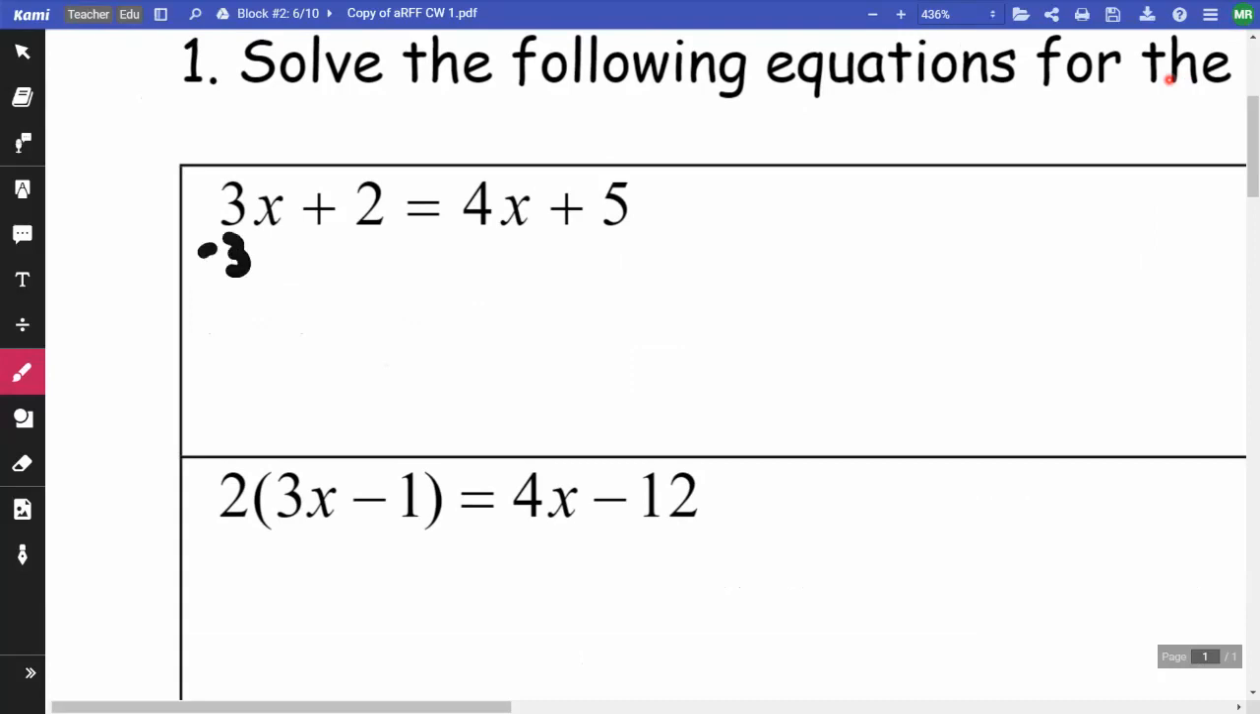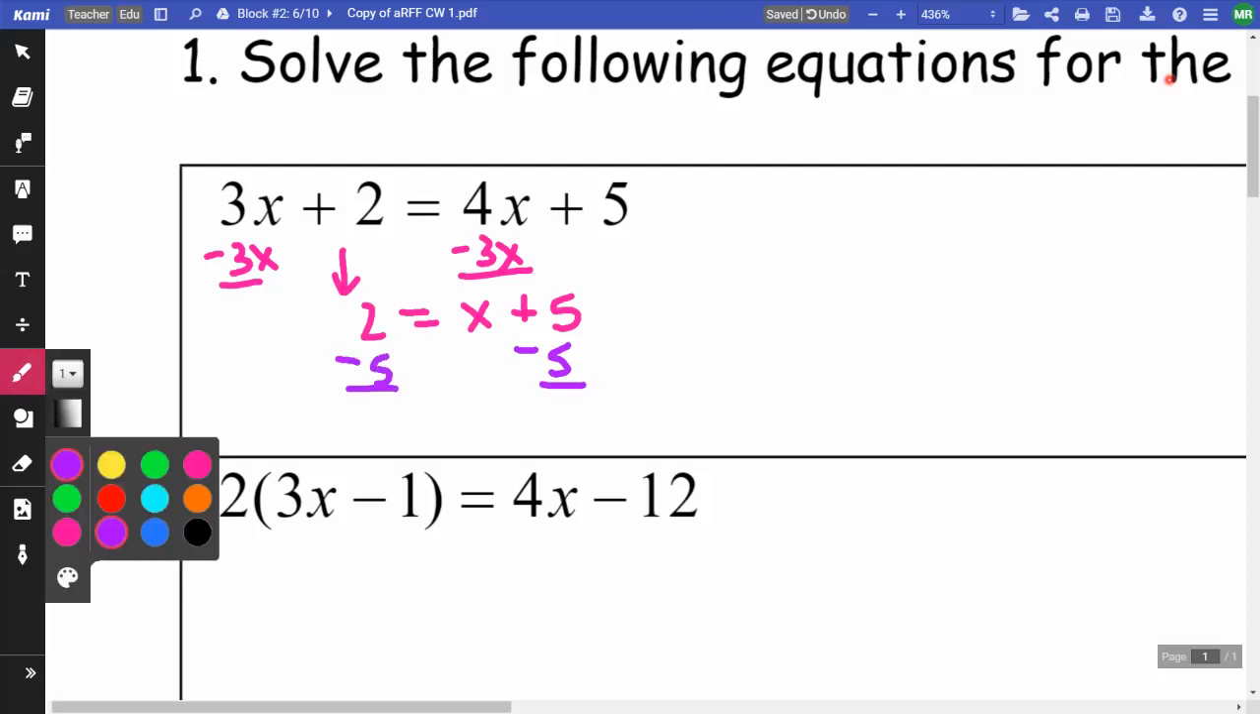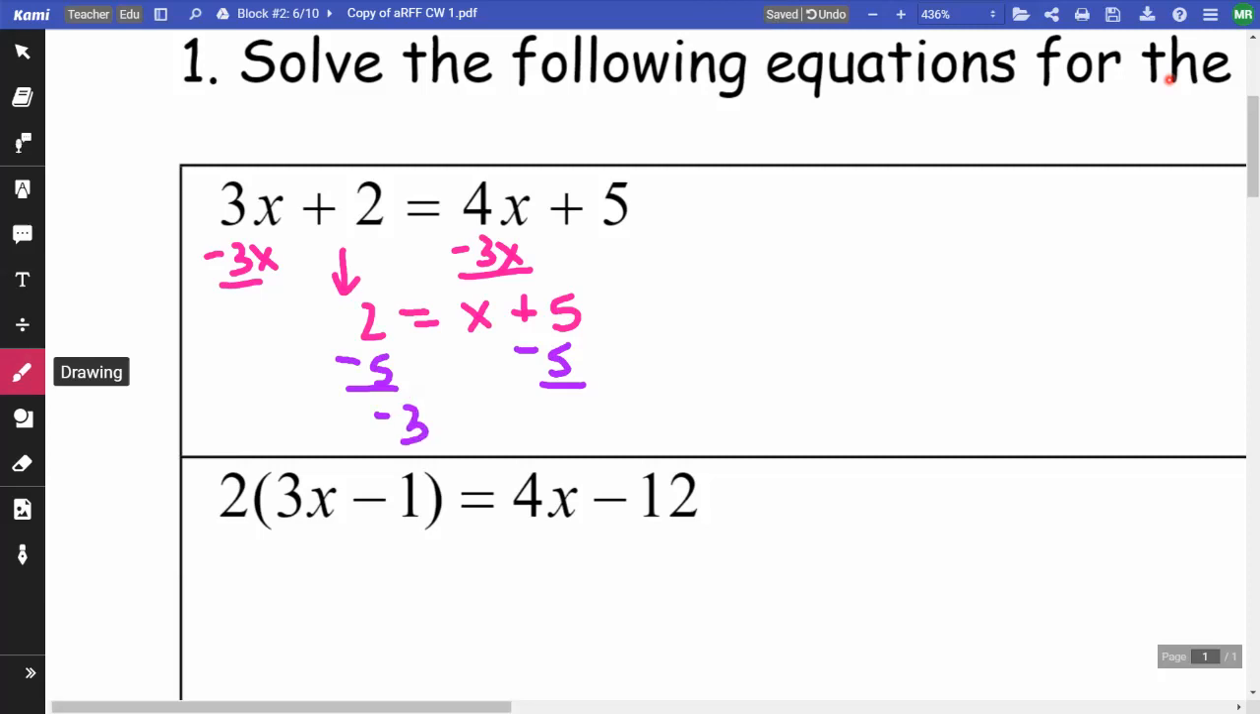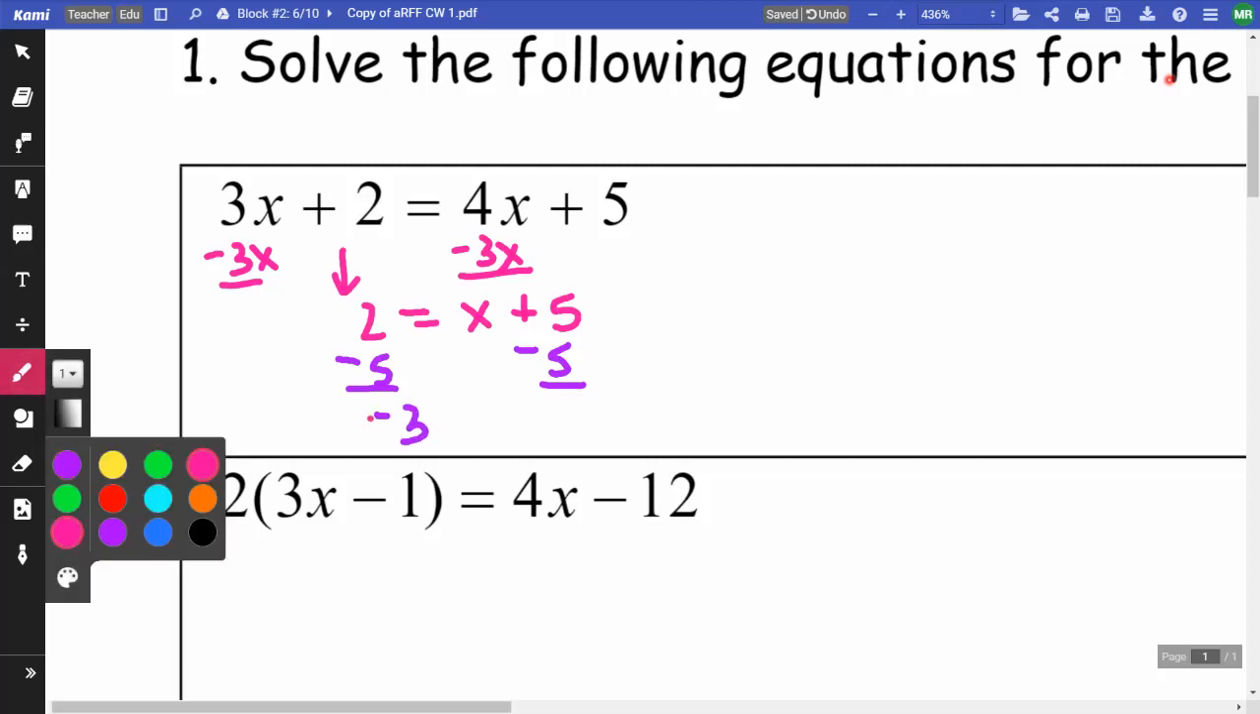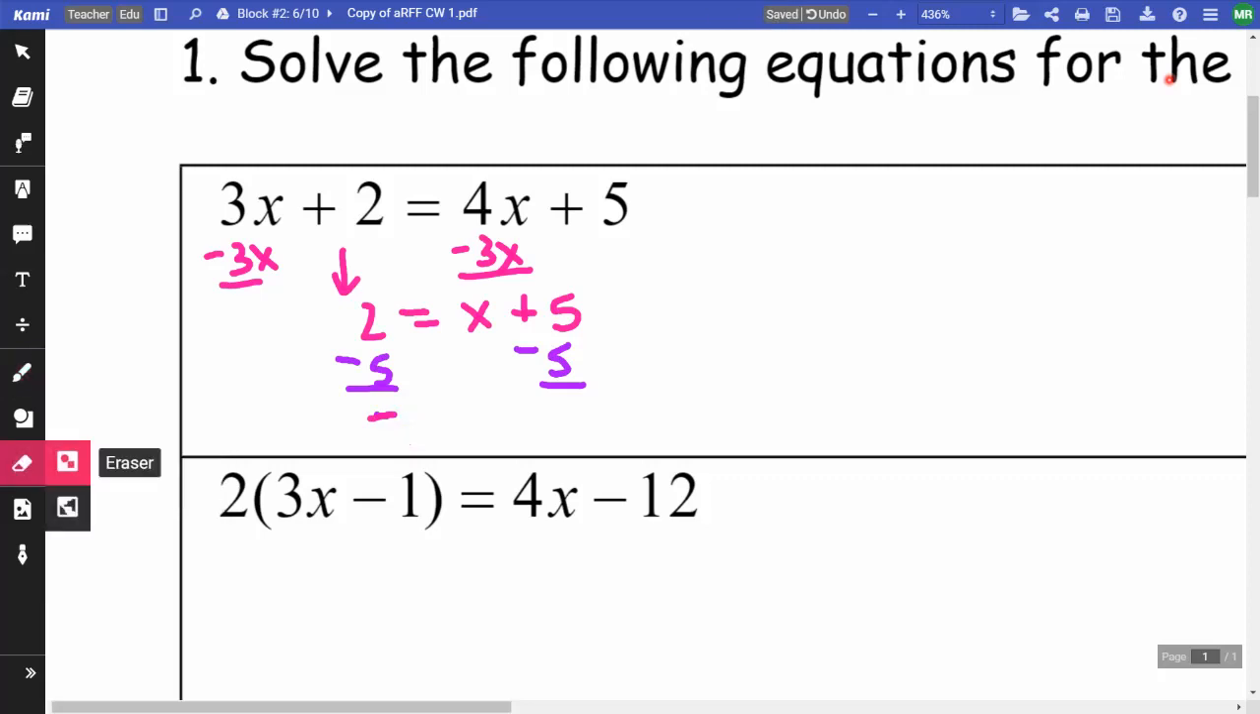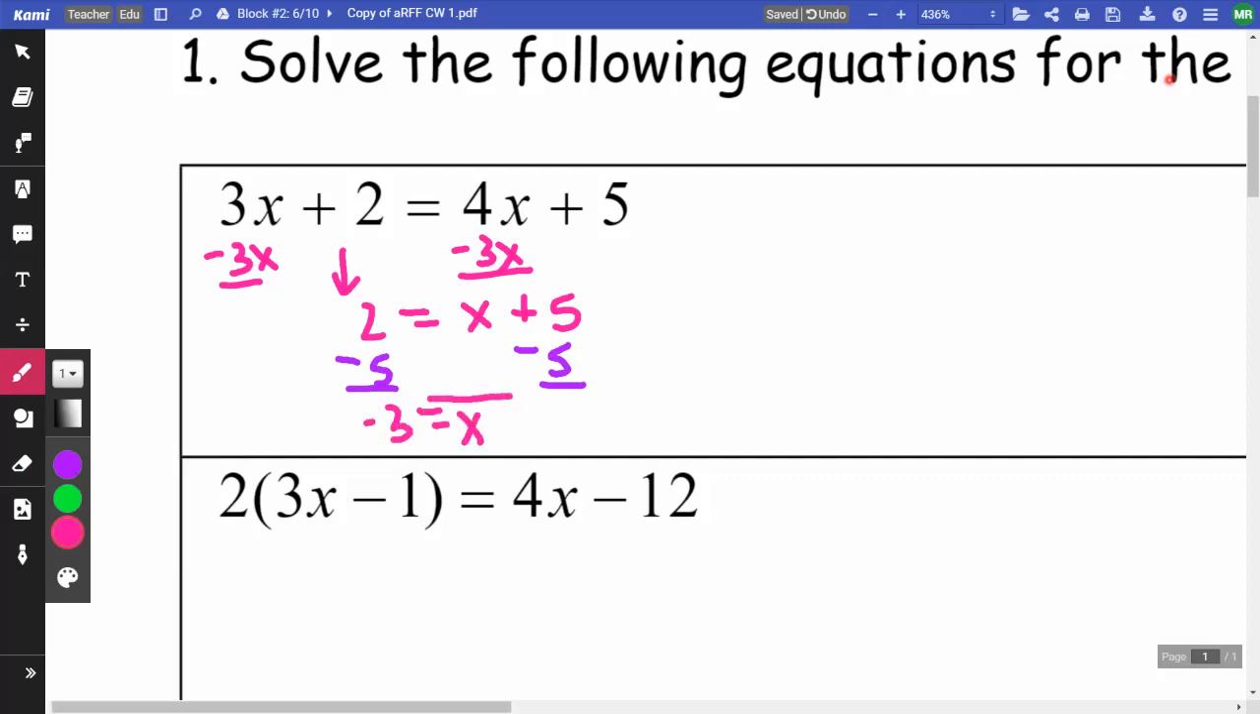So I'm going to, let me do it in a different color. So I am going to subtract 3x from both sides. And when I do, I end up with bringing this down. I get 2 is equal to x plus 5. Then my next step, I am going to minus 5 from both sides. And I end up getting negative 3, is equal to x, and that's your answer.